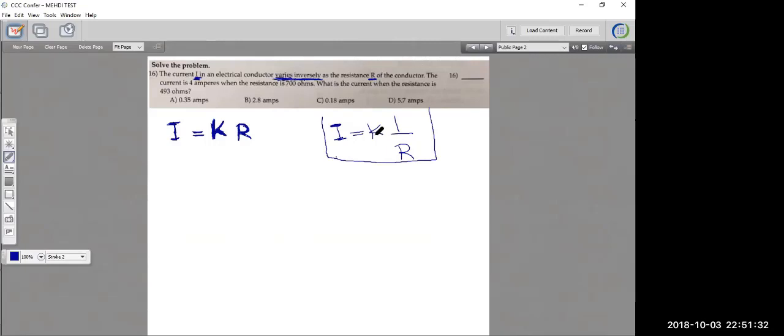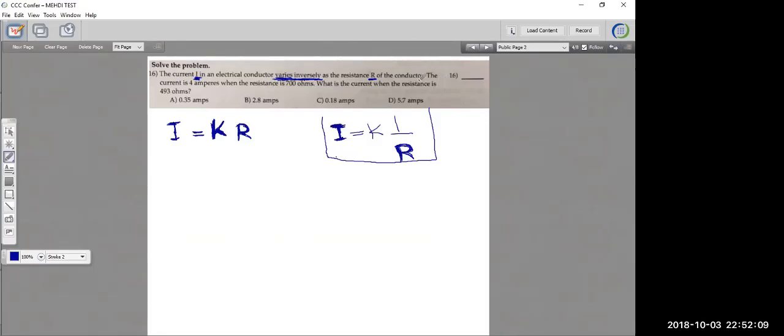All right. I need to know what K is because K is not given to me. K is some factor here. In order to find K, I need to know what the current is and what the R is at the same time. So I need to know the value of I and R at some point, kind of an initial condition. If I know both of these, then I can solve for K. And if you read the question carefully, they give you that information.